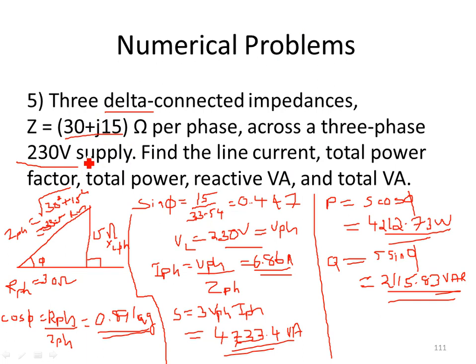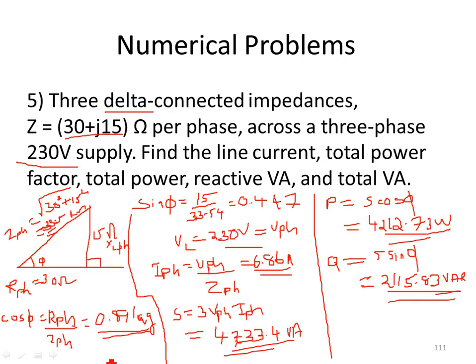Now, since impedance is given in rectangular form, directly draw the impedance triangle. Along the x axis you draw 30 ohm, and since it is plus j, at plus 90 degrees 15 ohm is there. Using the vector sum, you find the hypotenuse. Z phase is root of R phase square plus X phase square. That comes to 33.54 ohm. Now find cosine. Power factor is given by R phase by Z phase. That is 30 by 33.54, which is 0.89.